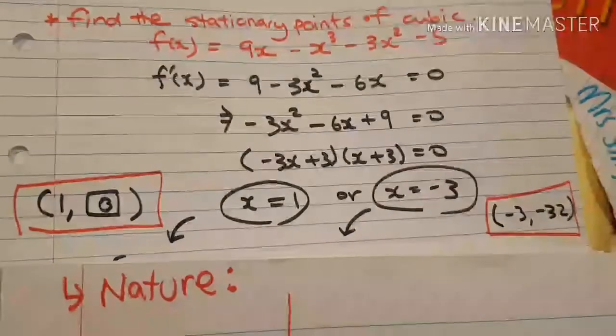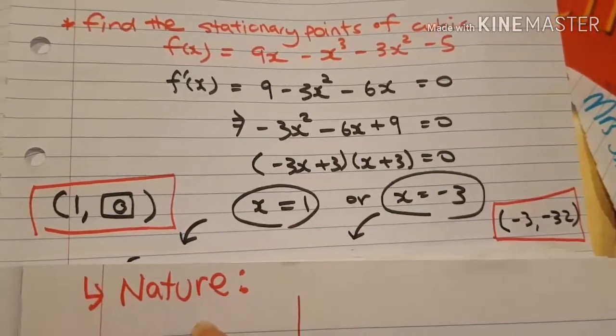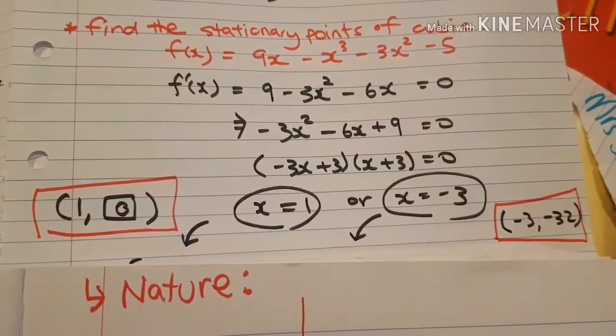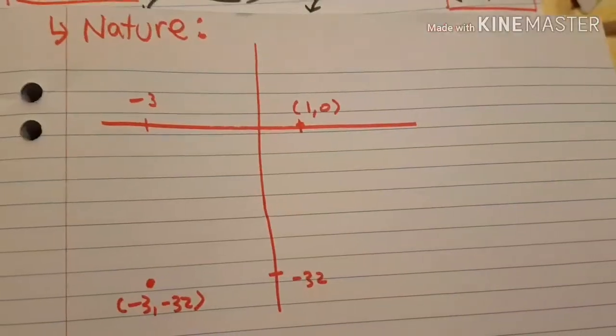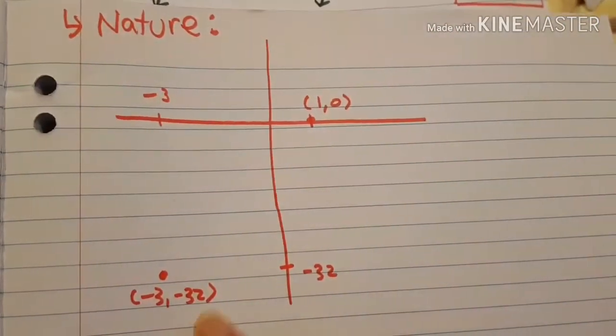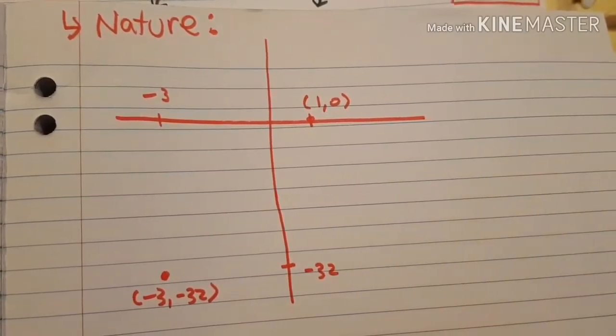The next question is asking the nature of these stationary points. So it's asking whether these two points are maximum, minimum, or point of inflection. So (1, 0) and (-3, -32), those two are stationary points. It could be either one of the three.